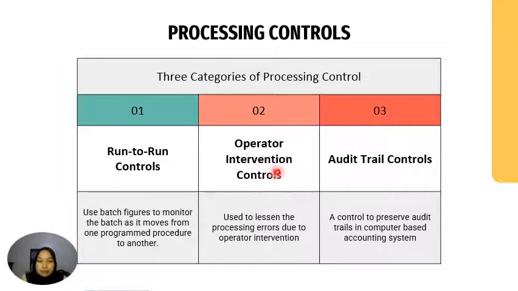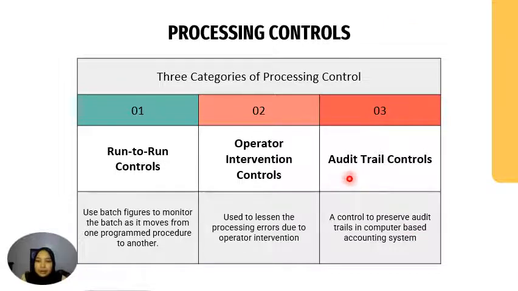So the second category of processing control is the operator intervention control. This control is used to lessen the processing errors due to operator intervention. Since we cannot totally eliminate the human or operator intervention, because there are still processes that need to be done by humans, such as entering control totals, activating a program, and so on. Thus, the only thing that we need to do here is to limit the amount of operator intervention to lessen also the human or processing error.